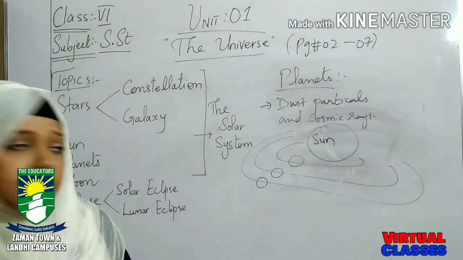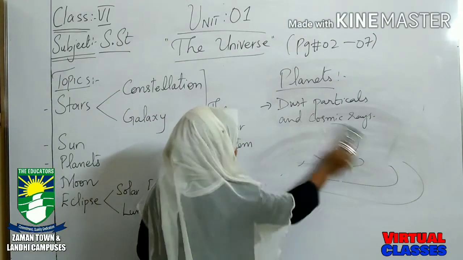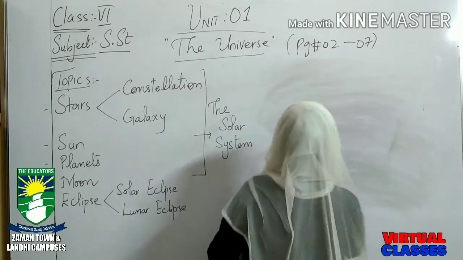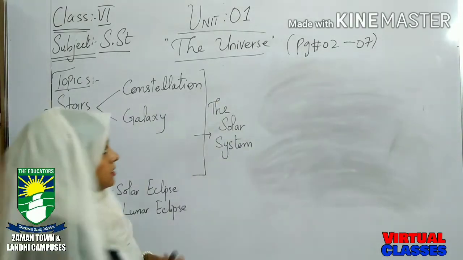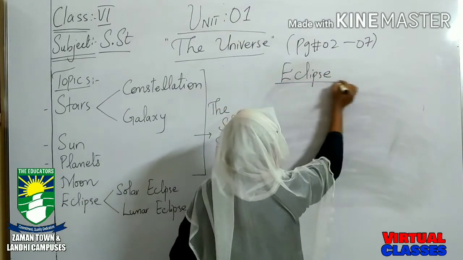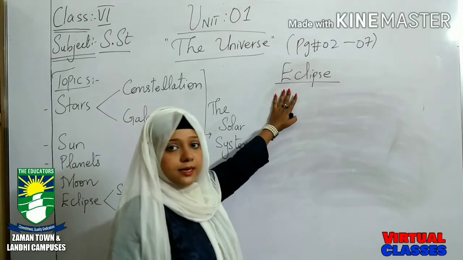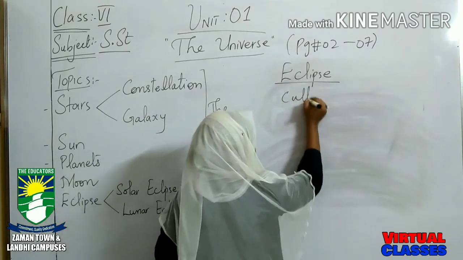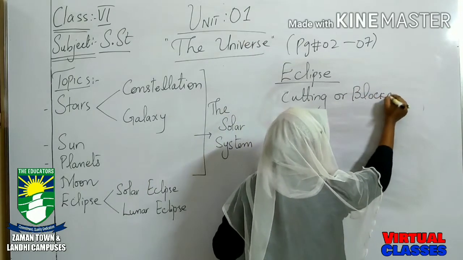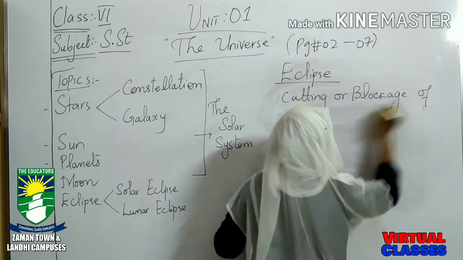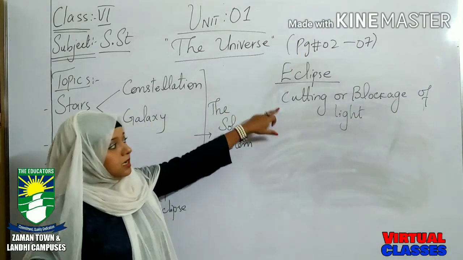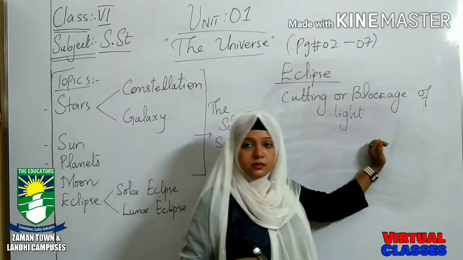Let's discuss the eclipse. What is an eclipse? What is meant by eclipse? Cutting or blockage of light. Eclipse means cutting or blockage of light.